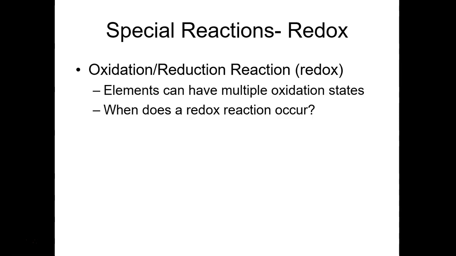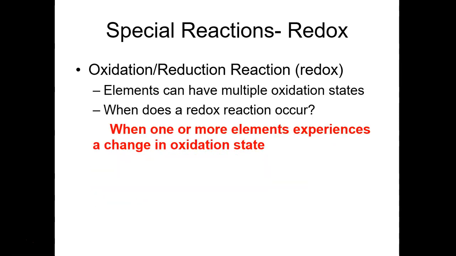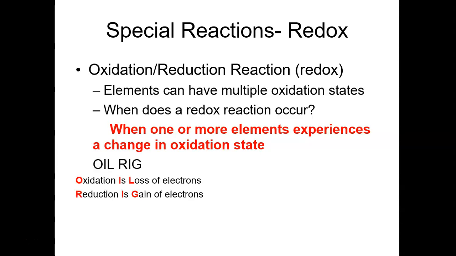But really, any element can have multiple oxidation states, because even ones like magnesium, for example, that only have one possible charge, when it's an element on its own, like solid magnesium metal, and it has no charge, it has an oxidation state of 0. So any element can have multiple oxidation states, although a lot of times one of them is just 0. So a redox reaction occurs when one or more elements experiences a change in oxidation state.